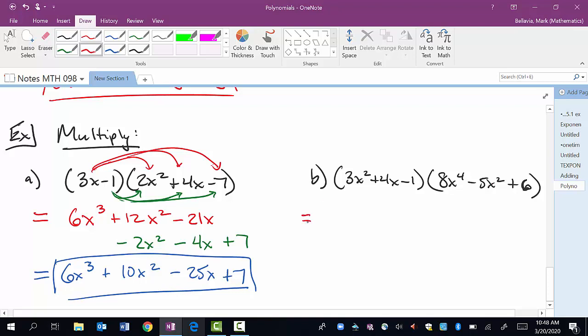So when I multiply these together here, I've got 3x squared times 8x to the fourth. 3 times 8 is 24. X squared times x to the fourth is x to the 2 plus 4, so it's x to the sixth. 3x squared times a negative 5x squared is going to give me negative 15x to the 2 plus 2, makes it x to the fourth.